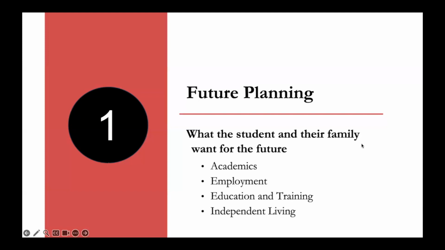One thing I will note is that some districts make the mistake of putting, in the future planning box of the IEP, a statement that says what the IEP team wants for the child's future, or what the school staff wants to see for the child. I hate to tell you, but it's not about you. It is about them, and it's about their plans. It's about their future. It's about their needs.